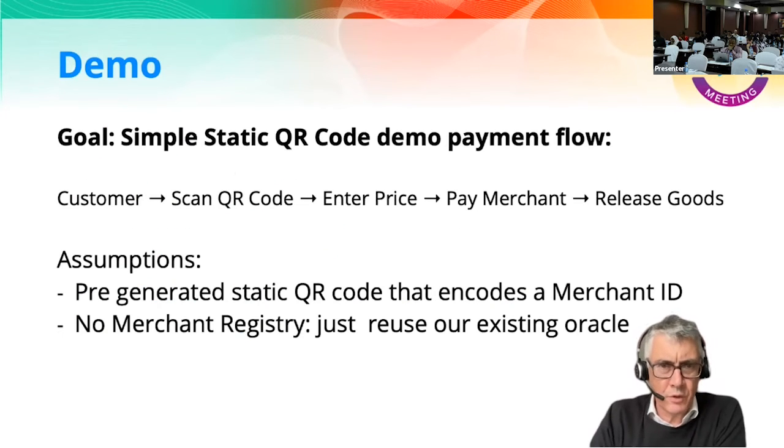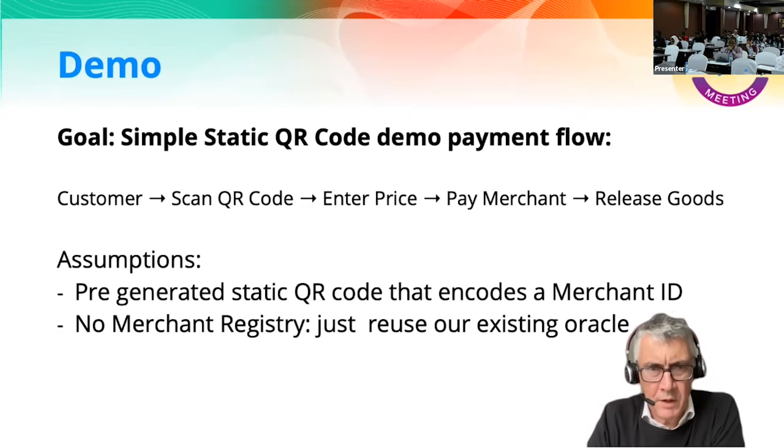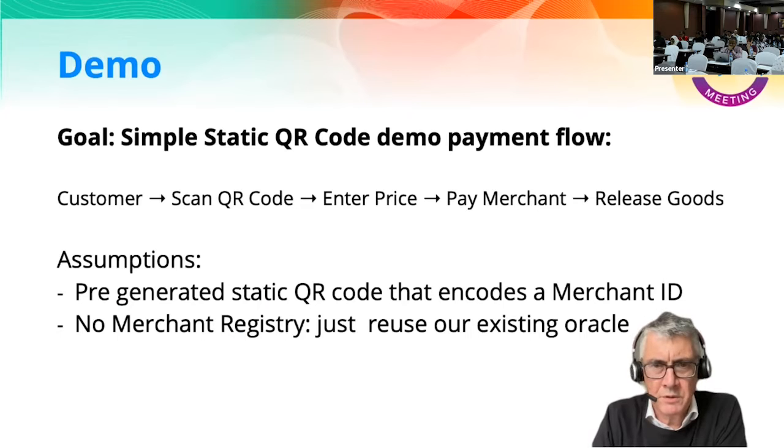Okay, so that's all about the background work that we've been doing. There's now a short demo which Lewis is going to give, which is a simple proof of concept demo: customer scans QR code, enters price, pushes the payment through a closed loop hub to pay the merchant. And once the merchant knows they have the money, release the goods.